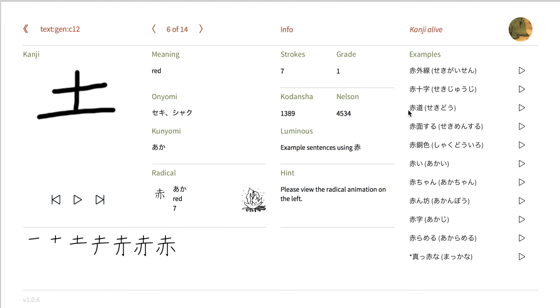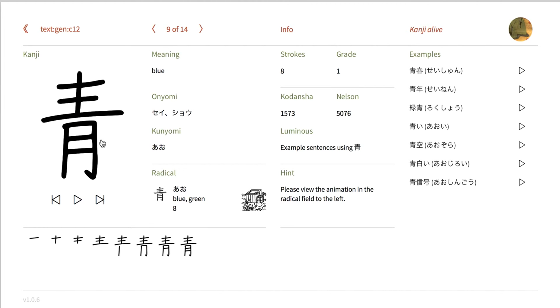Sekido, the red road, is the equator, which is how it is drawn on globes. And then Sekijuji, the red 10 character, or the red cross. Akaji, red figures, means to have a deficit. In English, we say to be in the red.